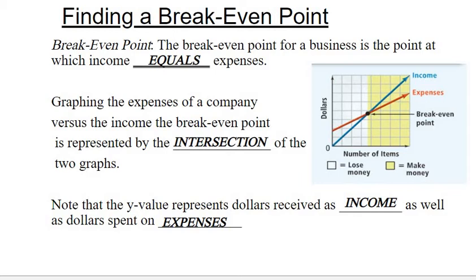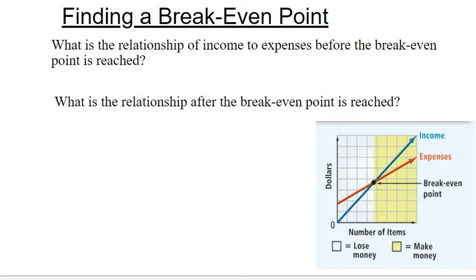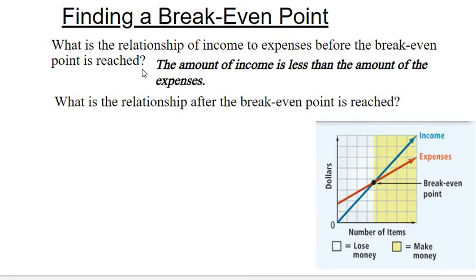So if I'm asking you to find a break-even point, immediately go to solving the system by graphing. What's the relationship of income to expenses before the break-even point is reached? What do you think? If you can see here, the income is less than the amount of the expenses. The income is represented by the blue line, while the expenses, what you have to pay, are represented by the red line.